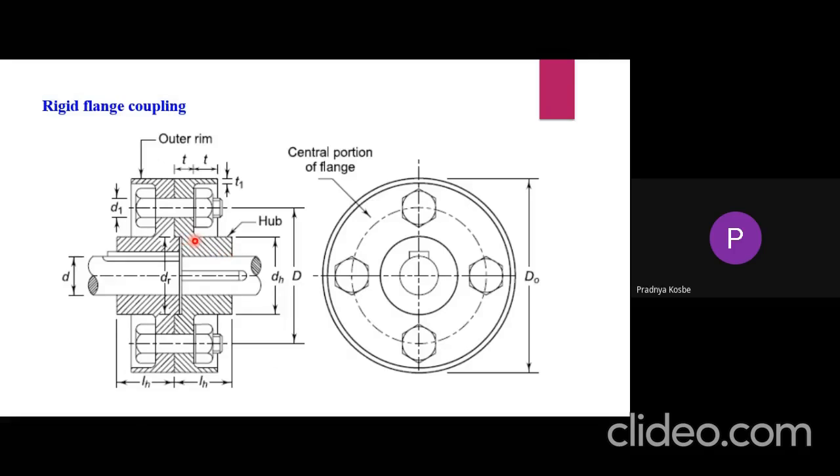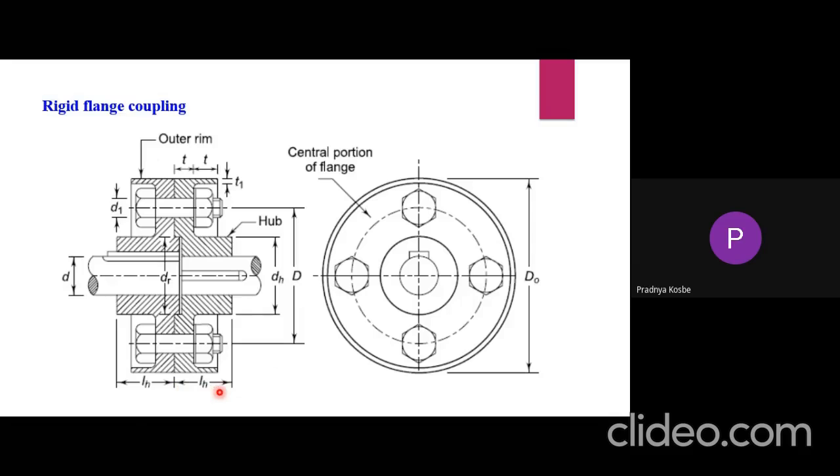Hub is nothing but what? Extended portion of the flange arm. This is a hub portion having diameter DH. H for a hub. Capital D is the PCD diameter for the bolts. P circle diameter for the bolts. LH is a length of the hub from center position to end position.